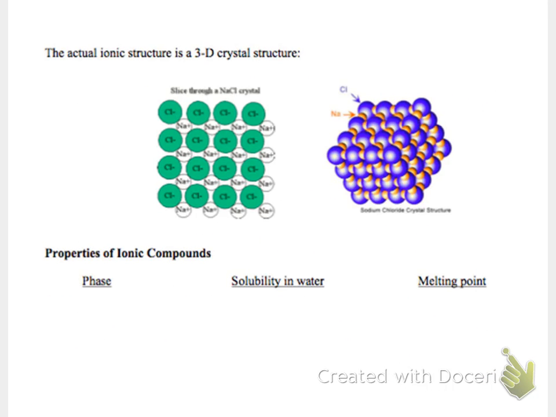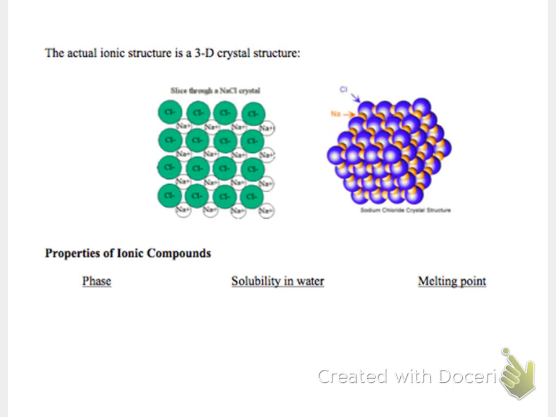So the actual ionic structure is not just two atoms together, but it makes a crystal structure that's three-dimensional. We call it a three-dimensional lattice. So this is a two-dimensional version, like a slice. Notice that each sodium is attracted to more than one chlorine, and each chlorine is attracted to more than one sodium. So it makes a three-dimensional structure that looks sort of like this for sodium chloride. They can definitely get a little more complicated when the ionic compounds are more complicated.